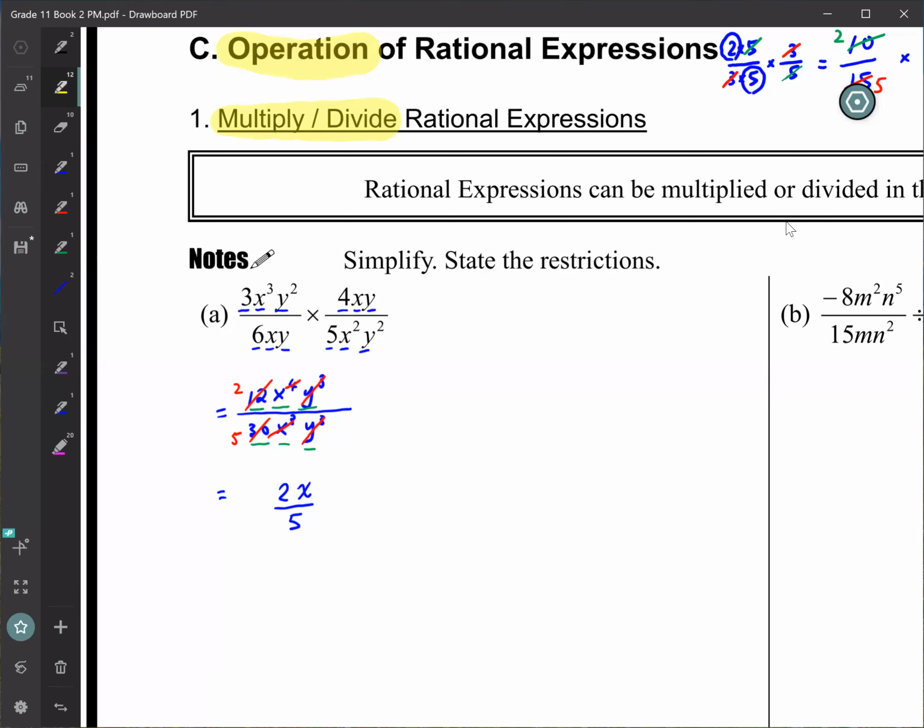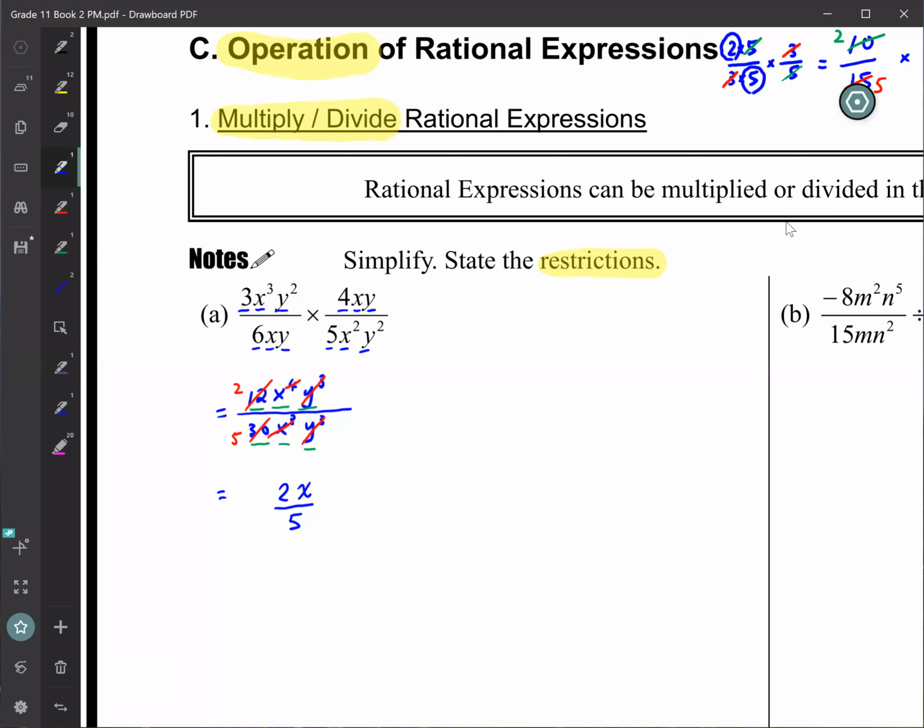Look at the instruction. What does it ask you to do? We have to state the restrictions. That's right. x isn't equal to 0, I think. Which one? Oh wait, for question A, right? Yeah, question A. We look at the denominator for restrictions.